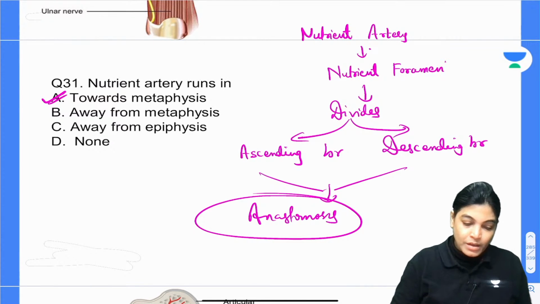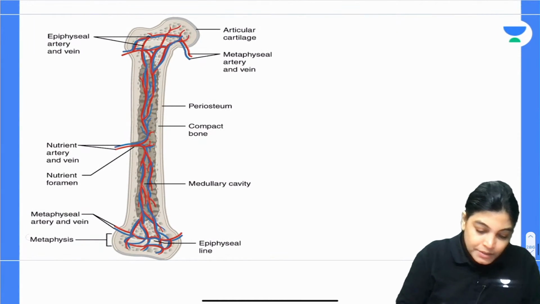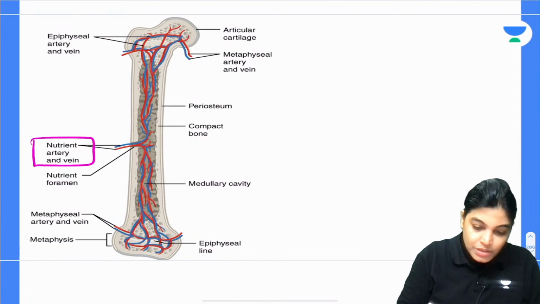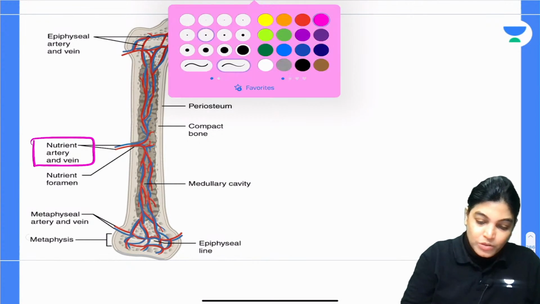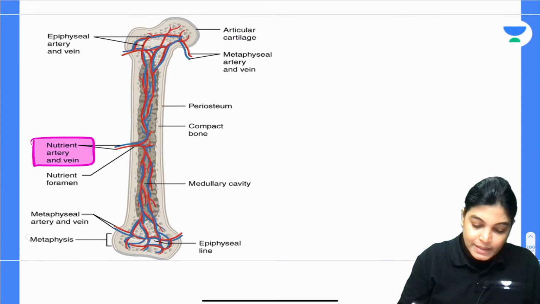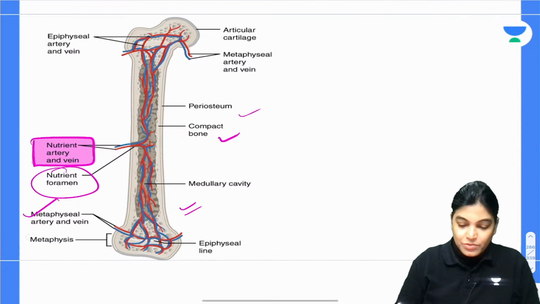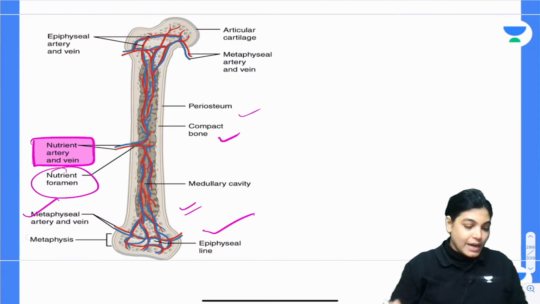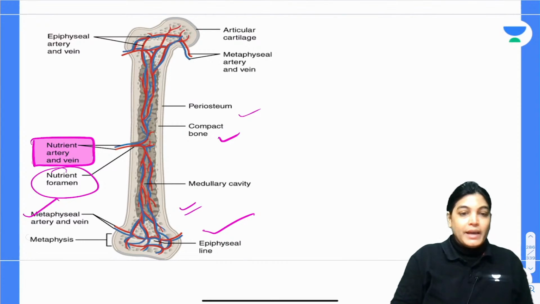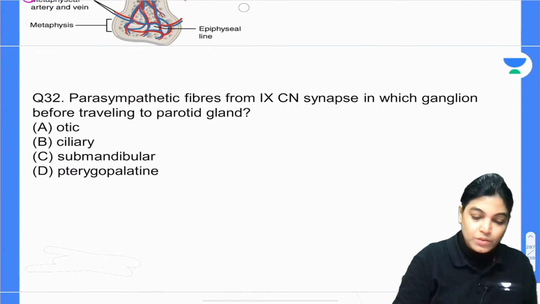Okay, let's move on to question number 31. The nutrient artery and vein enter via the nutrient foramen and pass in ascending and descending directions inside the shaft of the compact bone. They anastomose with the metaphyseal arteries, epiphyseal arteries, and also periosteal arteries. So, we are done with this. Let's move on to question number 32.